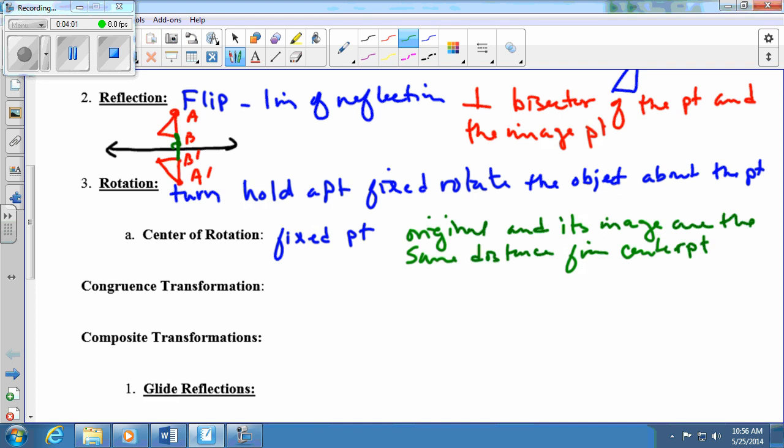So we hold something fixed and we turn it about that. So again, we have the same distance, this value being the same from the center point in a rotation. The distance from the line of reflection to the point and its image are the same. And in a translation, every point moves the same distance. So those are going to be important things that we're going to be looking at.